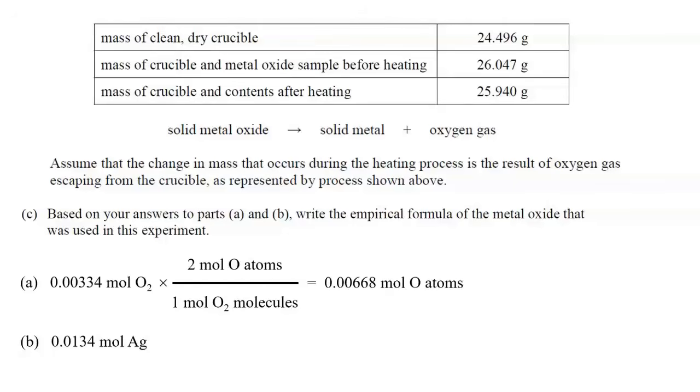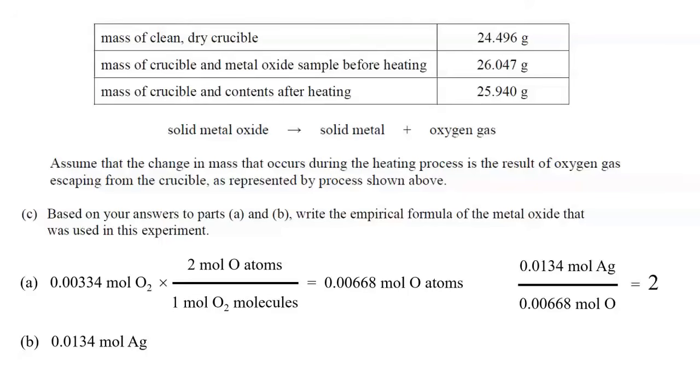Again, that's moles of individual oxygen atoms. Now, to get the empirical formula of this silver oxide compound, I'm going to divide moles by moles. And since the number of moles of silver is a larger number, I'm going to do larger number divided by smaller number. That particular ratio, 0.0134 divided by 0.00668, works out to be 2.